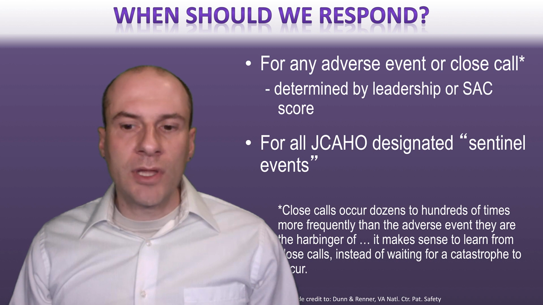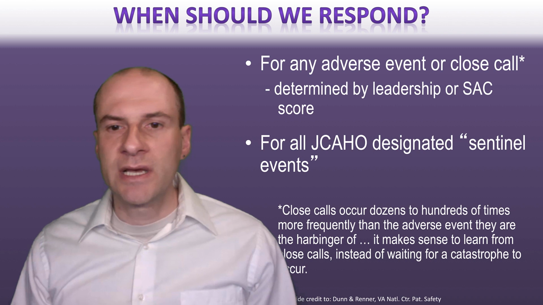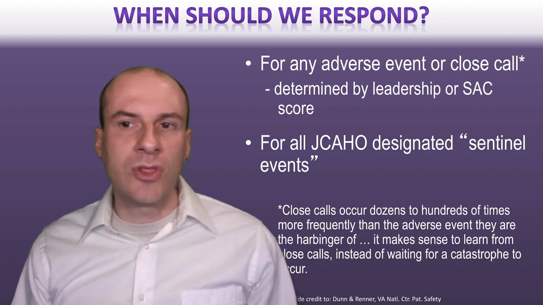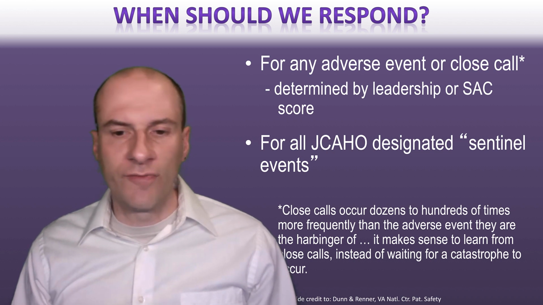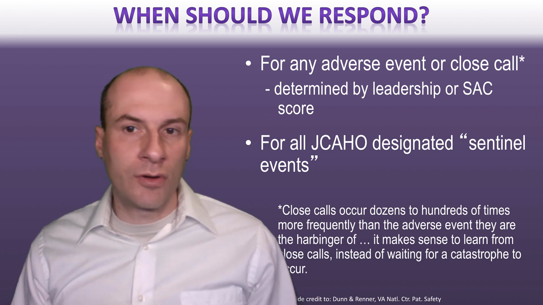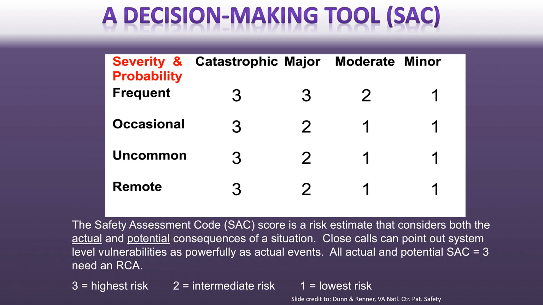So, in terms of policy, the Joint Commission has expectations around this. This is really looking at adverse events or close calls and/or sentinel events where there was potentially very significant harm. And here's a tool for looking at this. It looks at severity and probability. Probabilities are along the side: frequent, occasional, uncommon, or remote. Along the top, you have a catastrophic severity, a major severity, a moderate severity, or minor severity.